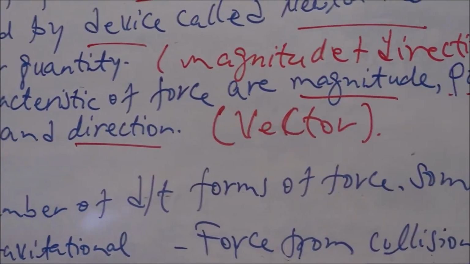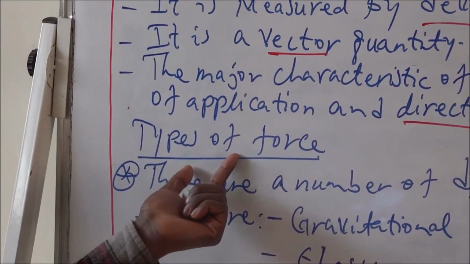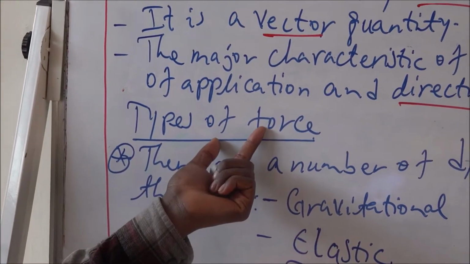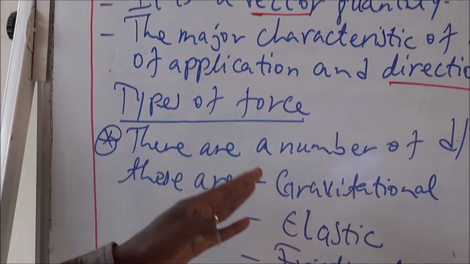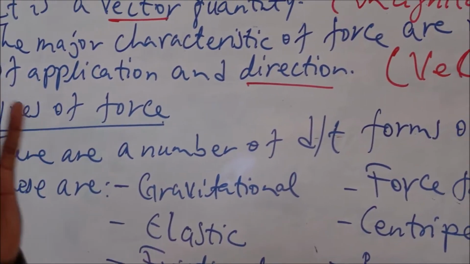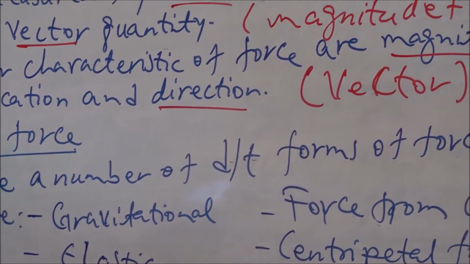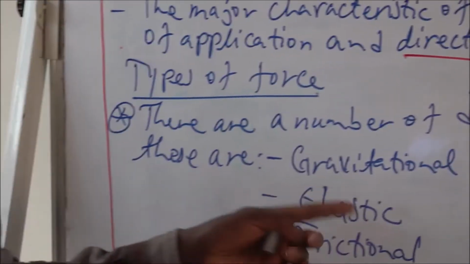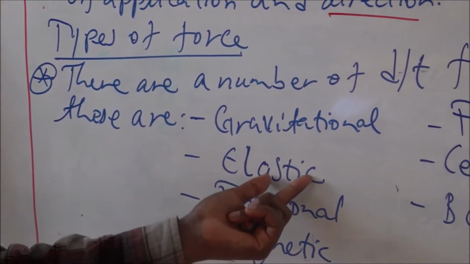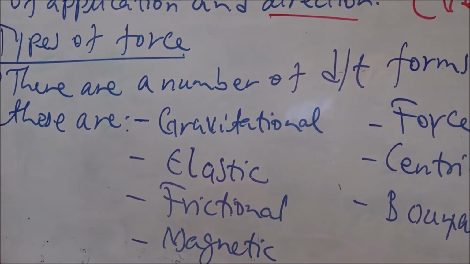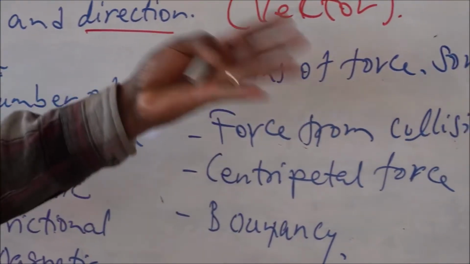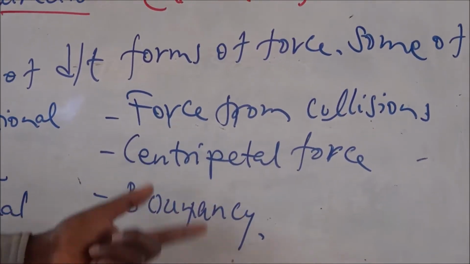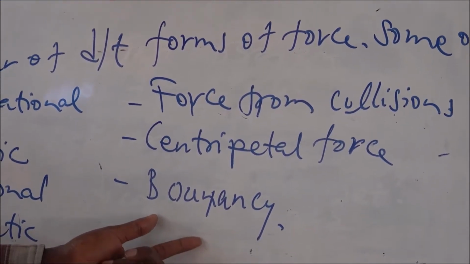What about the other point? The other point under force is the types of force. There are many forms of force in nature. When we list them generally: gravitational force, elastic force, frictional force, magnetic force, force from collision, centripetal force, and buoyancy force.